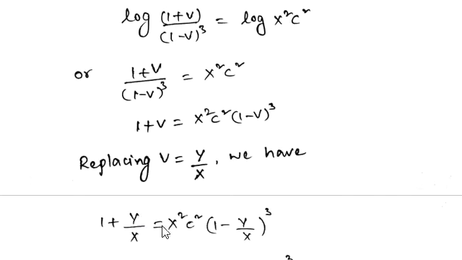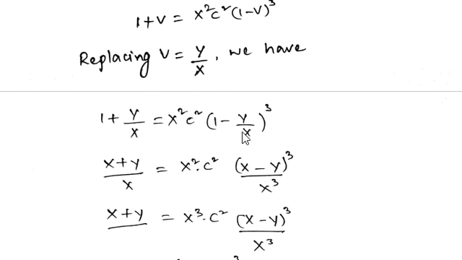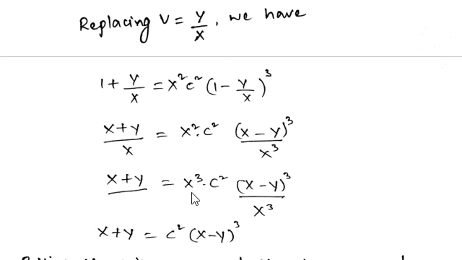So when you write this v as capital Y by X in this term, you can write it as 1 plus Y by X is equal to X square c square into 1 minus v, means Y by X, whole cube. Just taking LCM, you write X plus Y by X is equal to X square c square, and here also taking LCM you can write X minus Y by X whole cube. Writing the cube separately for the numerator and denominator, you can write here X minus Y whole cube by X cube, and sending this X to this side, it is X square into X is X cube, and here also X cube is there, so X cube cancels. So you can write this as X plus Y is equal to c square into X minus Y whole cube.